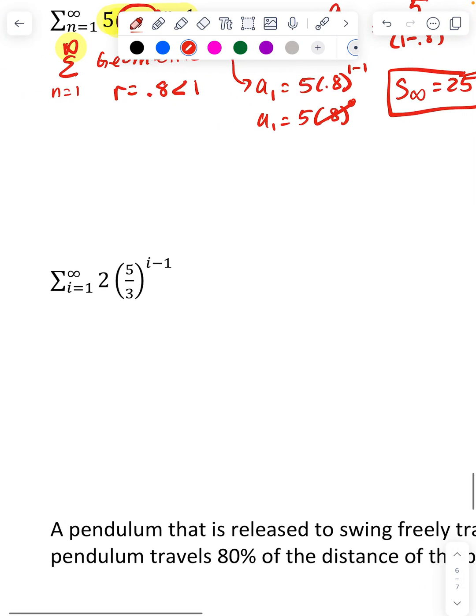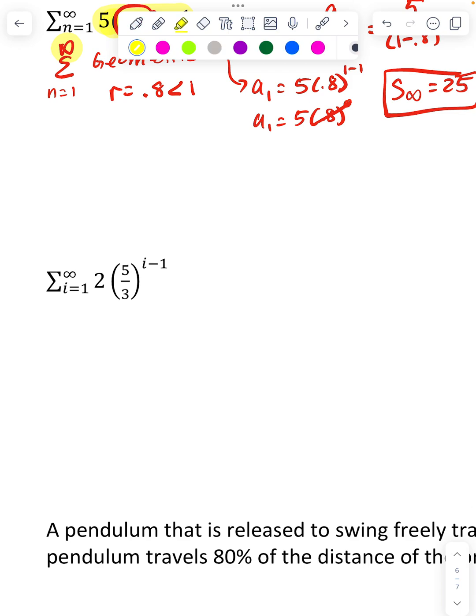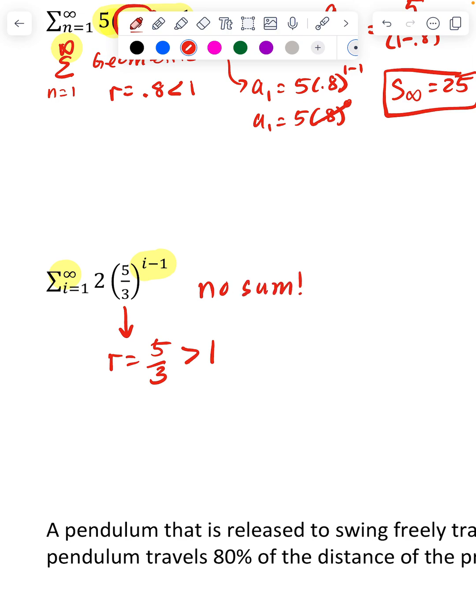Here, I see that it's infinite. I can tell it's geometric because I have my variable in the power. And this one's a little tricky, but take a minute to look at this. R is the thing getting raised to the power. And even though that's a fraction, 5/3 is bigger than 1. So this one would keep getting bigger and bigger, and I would have no sum.